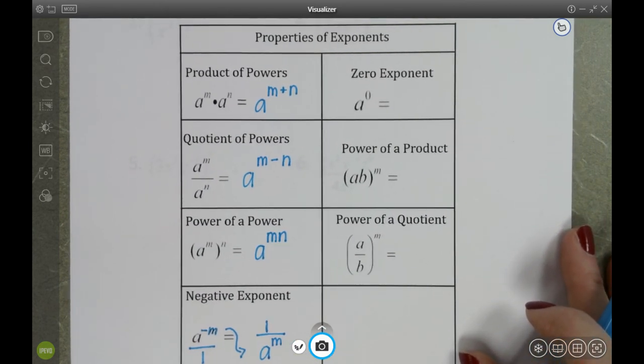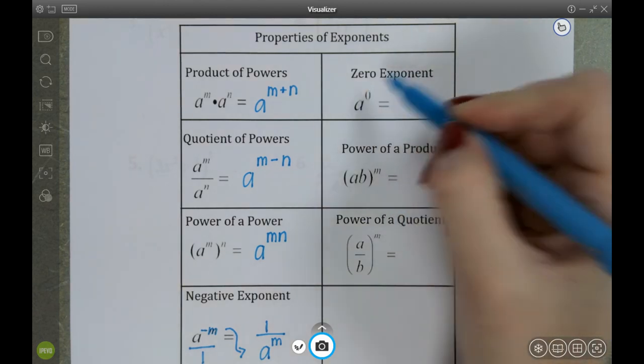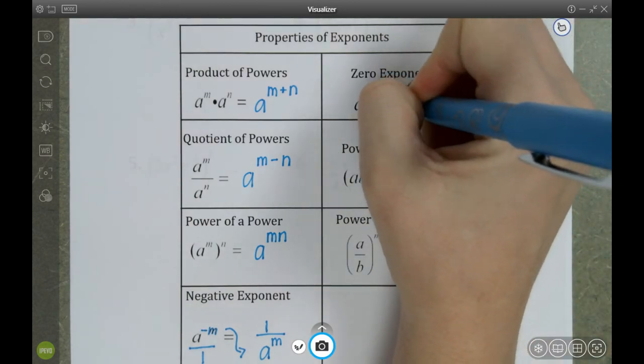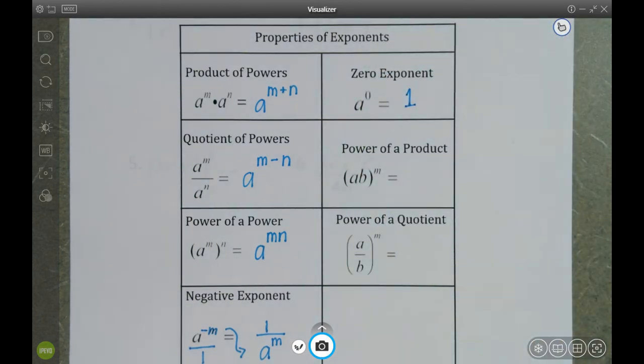Okay, we also have the 0 exponent. Anything to the 0 power, does anybody remember that one? It's 1. It's a weird one. Anything to the 0 power is 1.